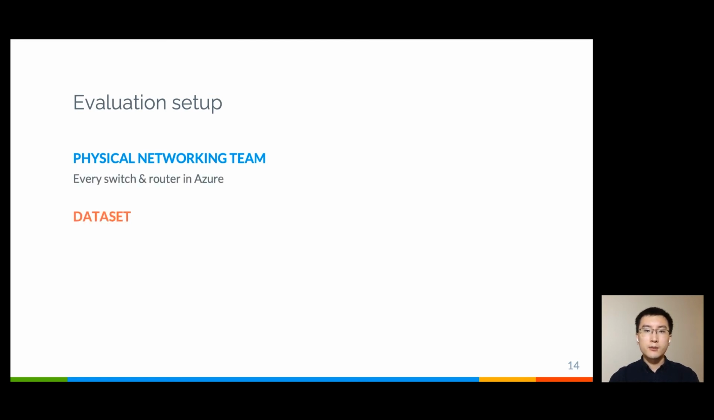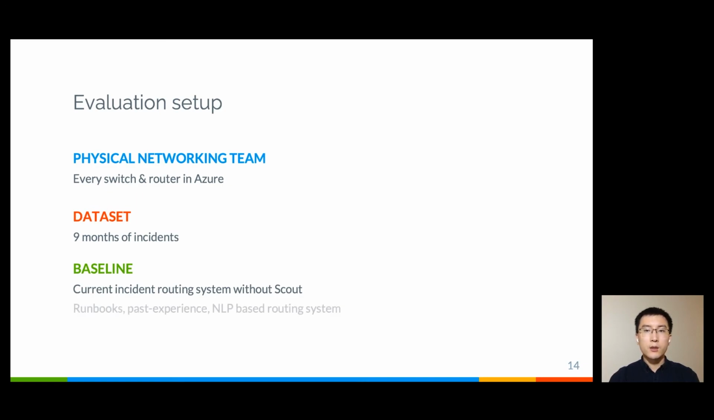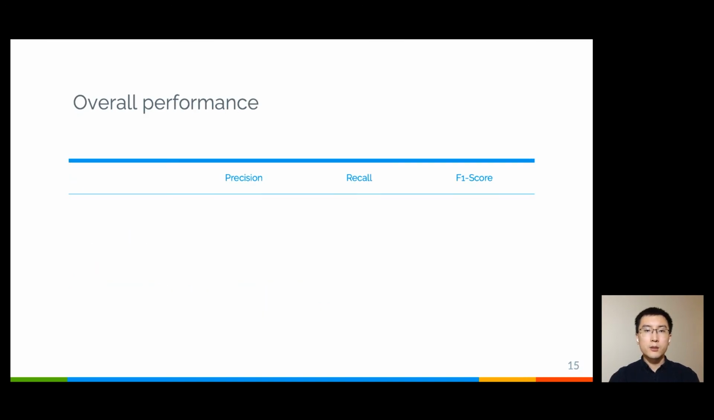We collected 9 months of incidents and randomly split them into training and testing sets. For the baseline, we compare the Scout against the current incident routing system without Scout's involvement. The current incident routing system includes the engineer's runbooks, past experiences, and the NLP system we introduced previously. Here is a table showing the overall performance metrics: precision, recall, and F1 score. The baseline can achieve around 90% of precision and recall.